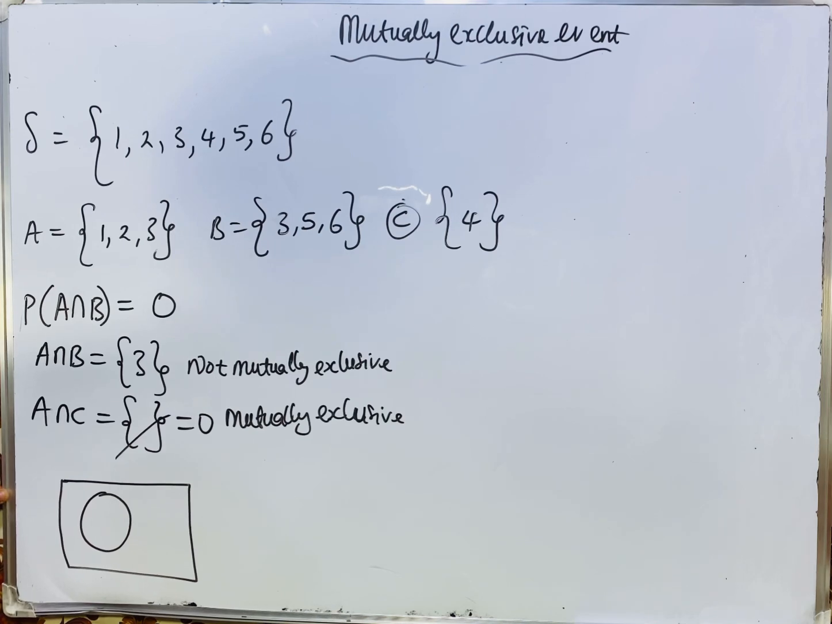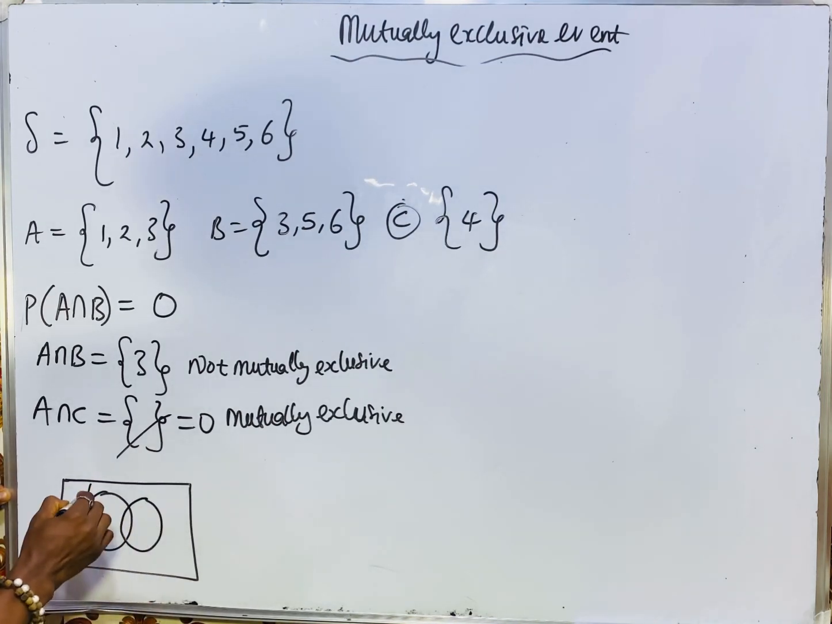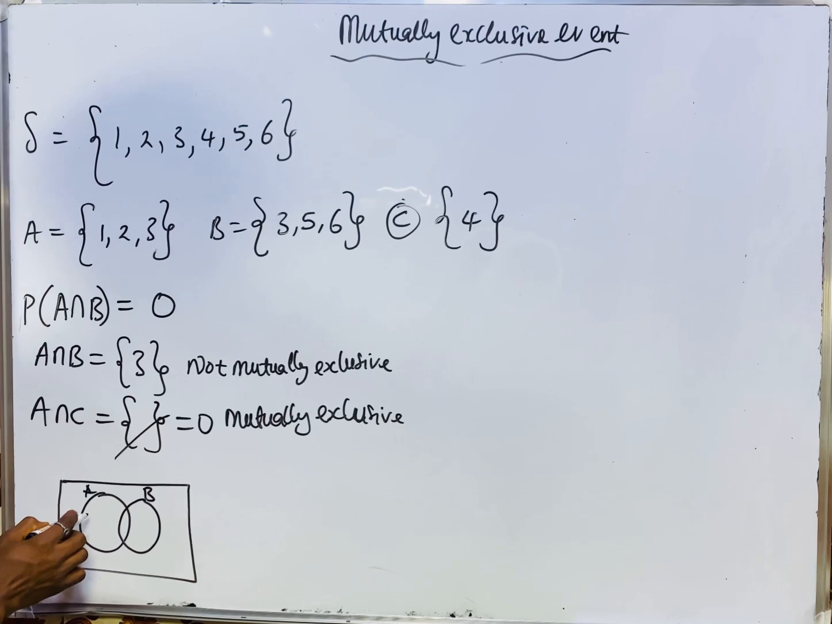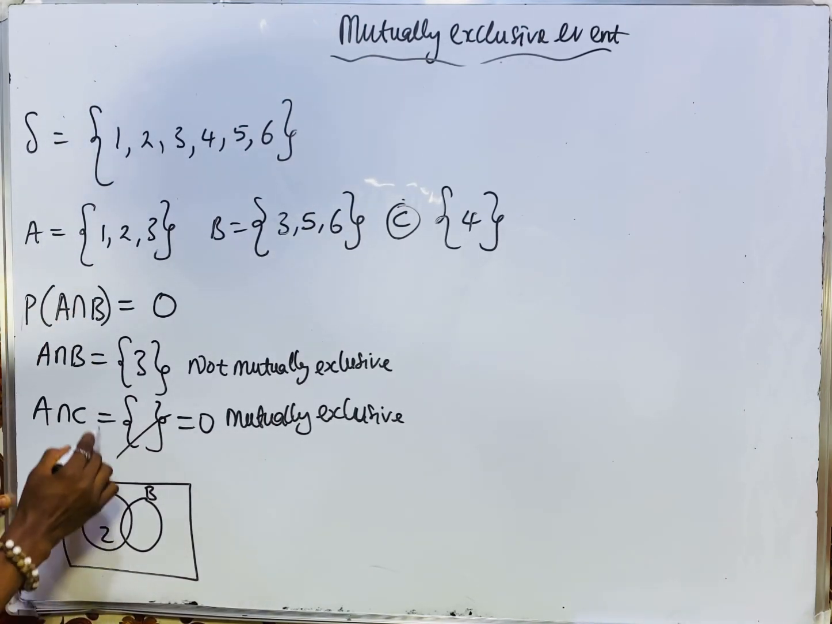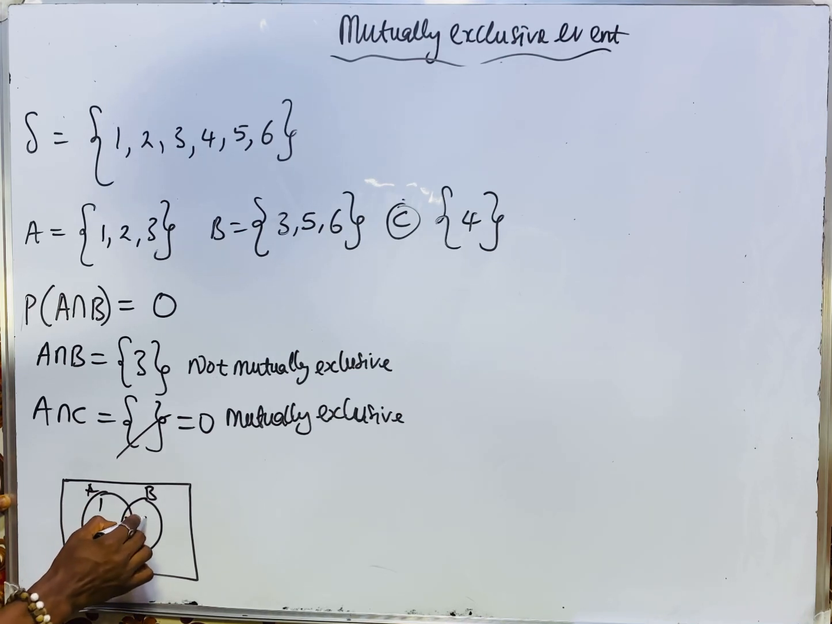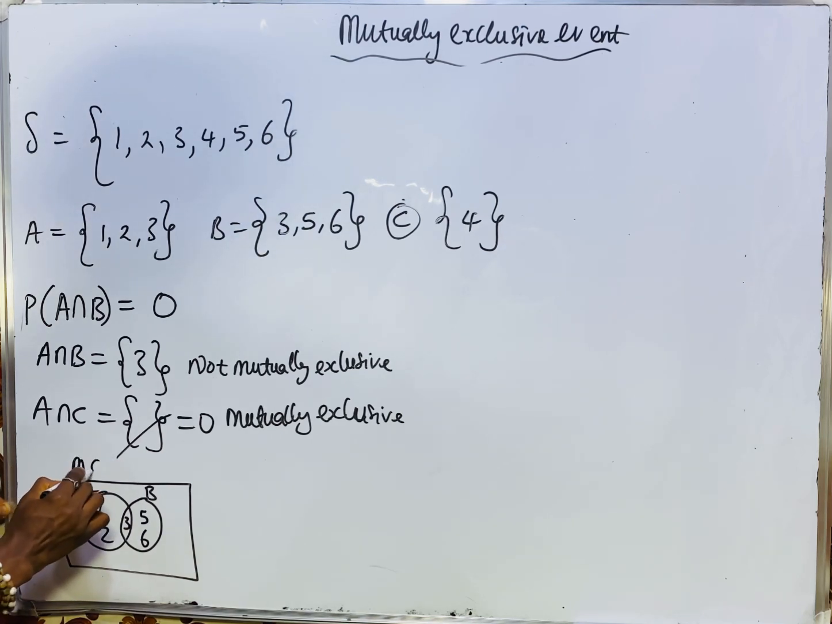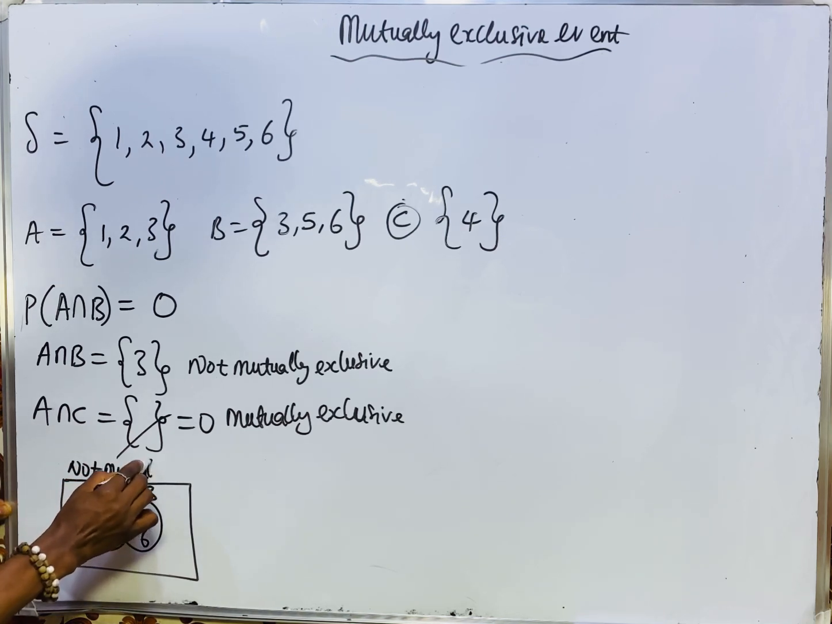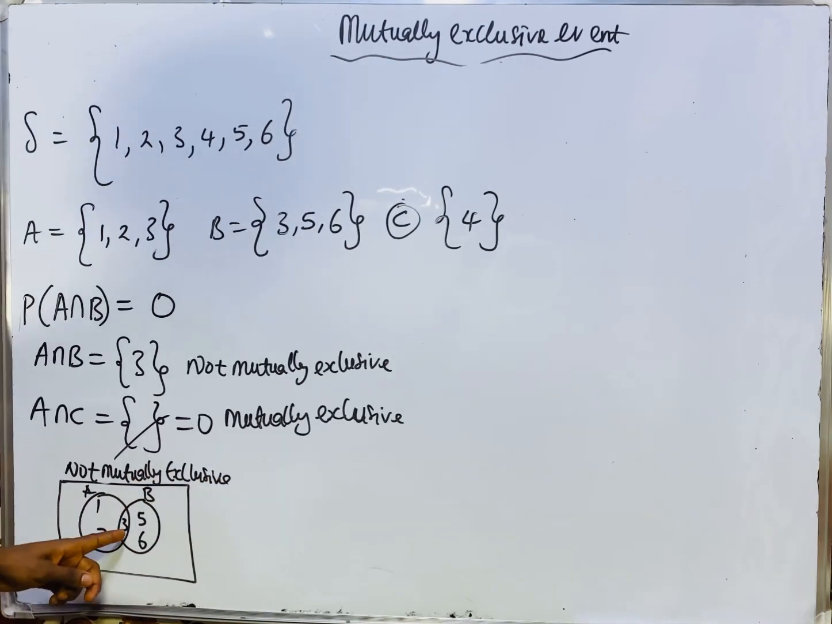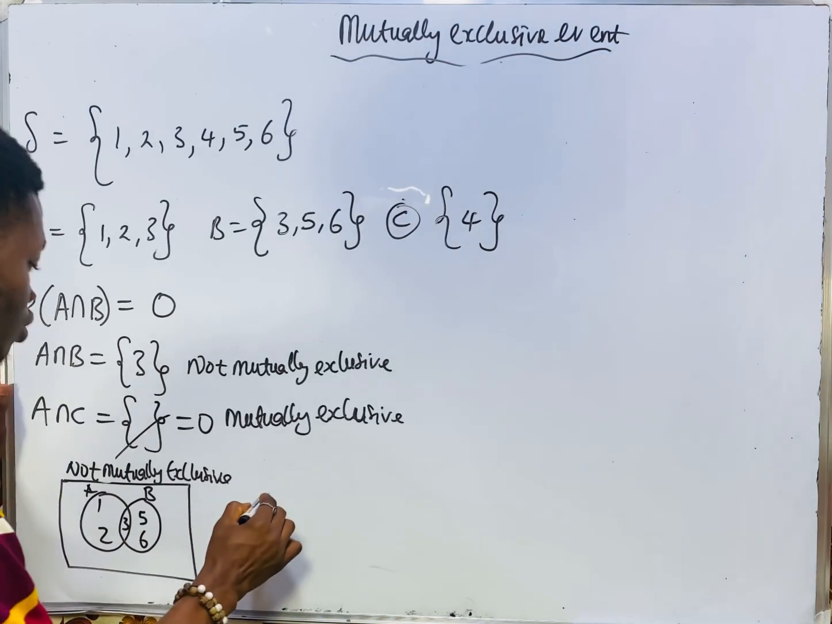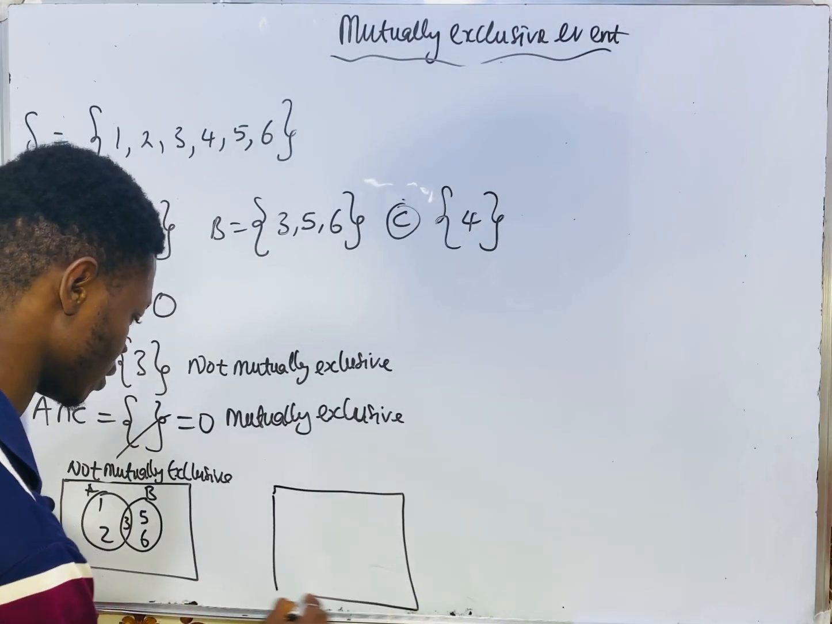So let's check this Venn diagram representing this. A intersects B: what's in A? 1, 2. The intersection with B is 3, 5, and 6. So this one is not mutually exclusive, the reason being that they have an intersection. You understand?